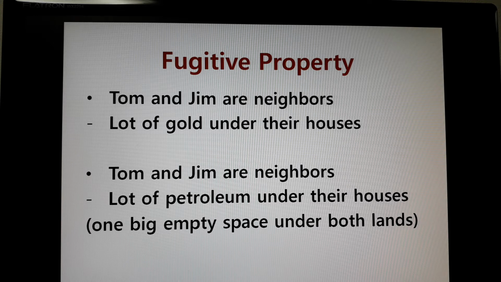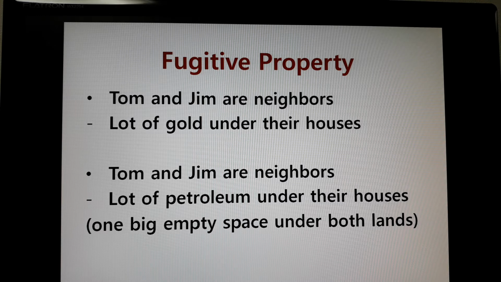Anyhow, one day, for no reason, Tom begins to dig in his yard. Of course, it's his land. And he digs, and he finds out, wow, there is lots of gold buried under his house. It's not that somebody buried it a long time ago. It's like the gold was there when the earth was first made. Wow, there's a chunk of gold. So he begins to dig it out, sells it, and becomes rich.